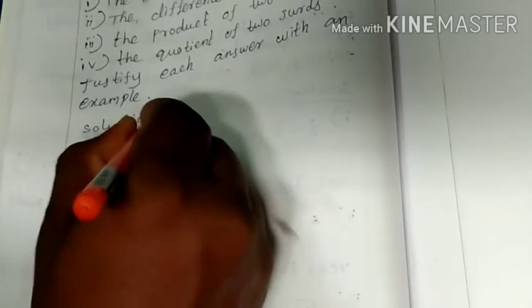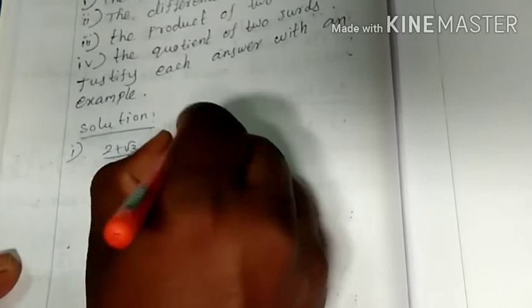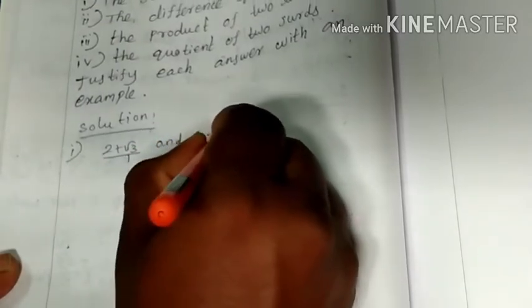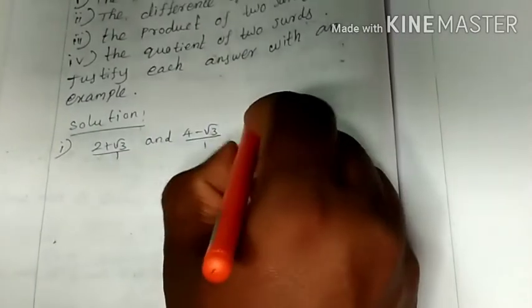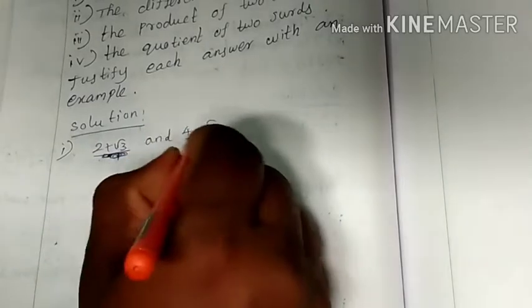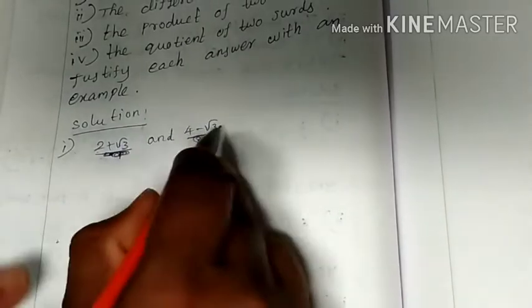The solution. First one, let's consider 2 plus root 3 divided by 1 and 4 minus root 3 divided by 1. These are two surds. Even if you don't consider the 1, these are binomial surds, one rational and the other irrational.